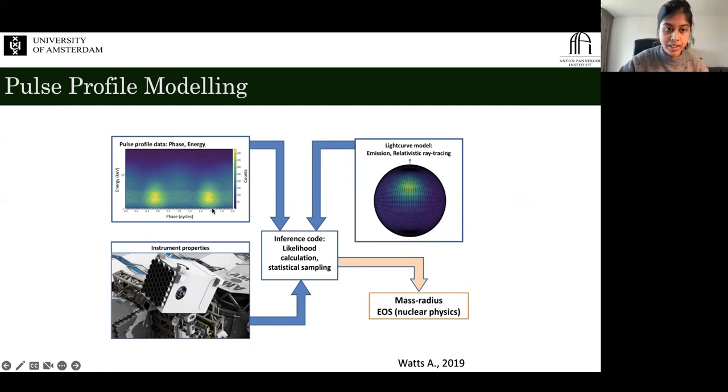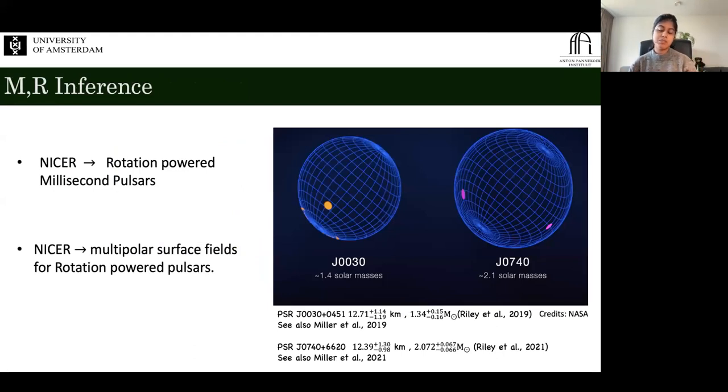So you have your synthetic energy as a function of rotational phase of the neutron star, and then you have your actual data, which is also energy as a function of rotational phase of the star. And you feed all of these three components into a Bayesian inference code. And then by doing a likelihood calculation, you get out the mass and radius of the neutron star. This is a pretty well-established technique, and NICER has been employing this technique, and we have the measurements for two different neutron star sources.